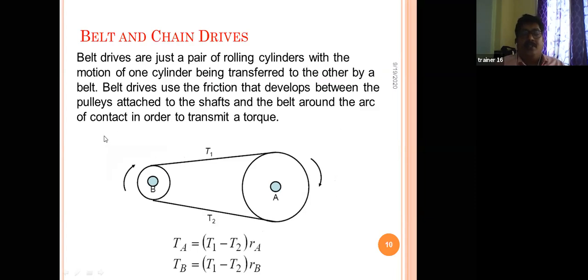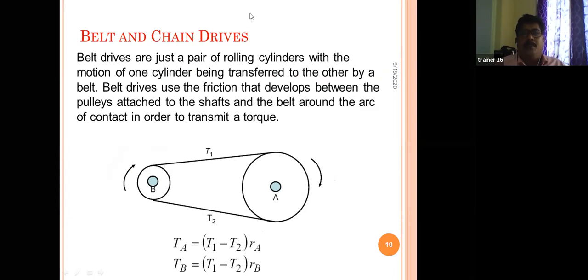Belt and chain drives. All of you know belts. A belt drive is a power transmission, the transmission of power, right? A belt drive is just a pair of rolling cylinders. So these are the rolling cylinders, right? The motion of one cylinder is transferred to the other through the belt. That means the motion is transforming through the belt.